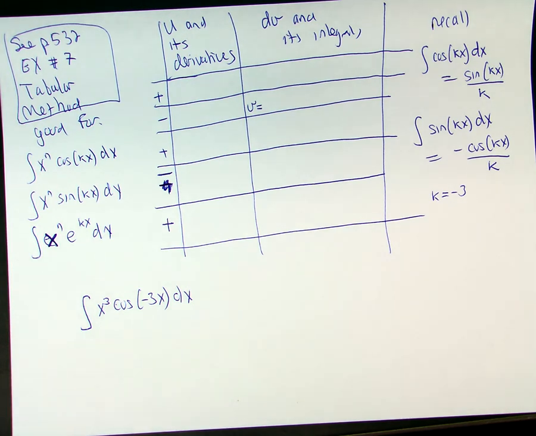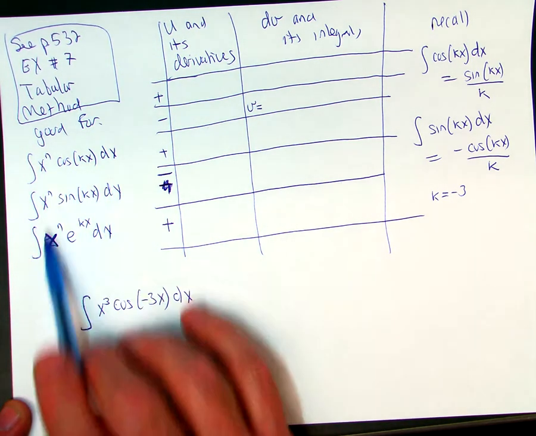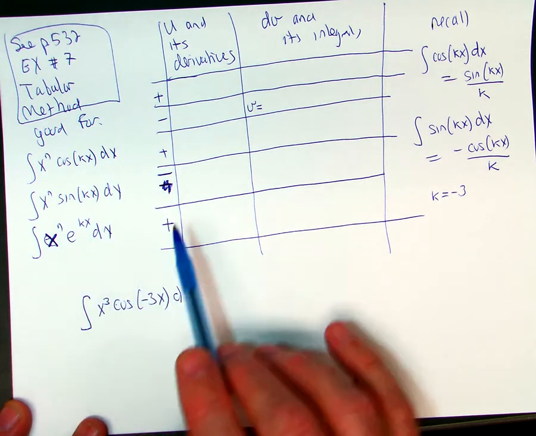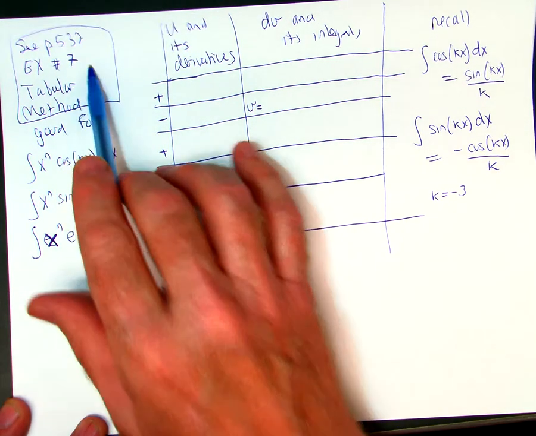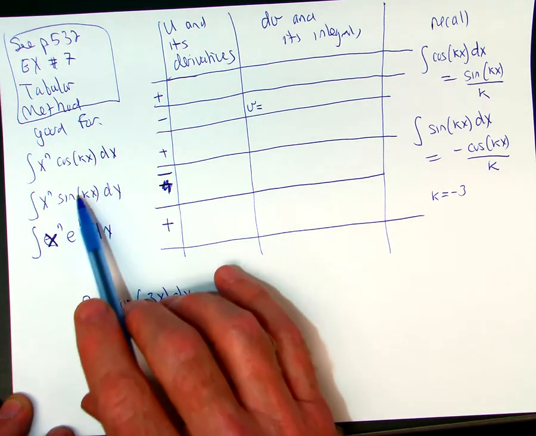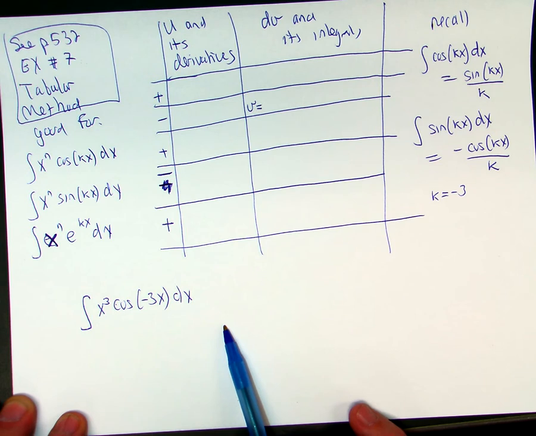Anyway, I'm going to go over the tabular method for integration by parts, and it's good for integrals that look like one of these three things: a power of x times cos kx, sine kx, or e to the kx. The book does an example of using something like this, so I'm going to introduce it on this. And so here's the method.